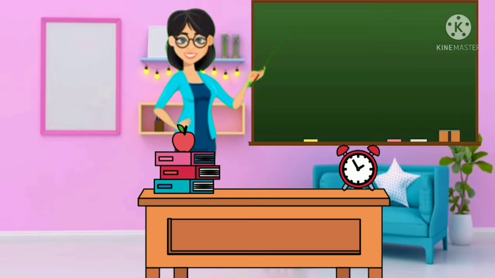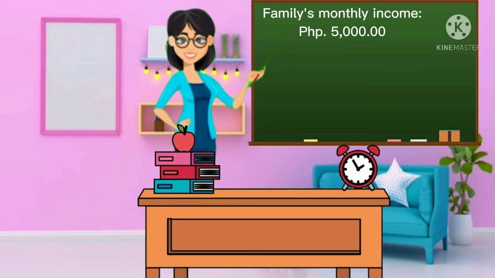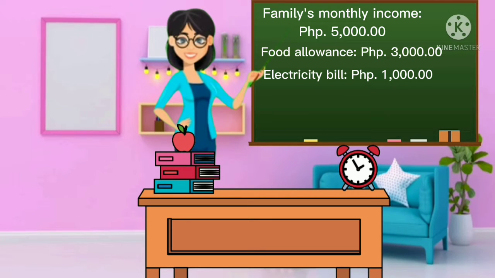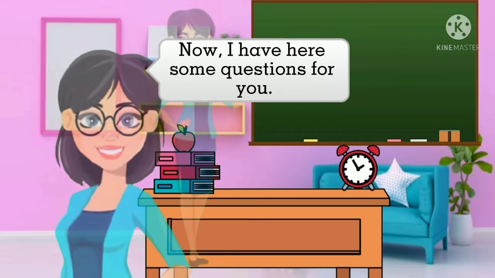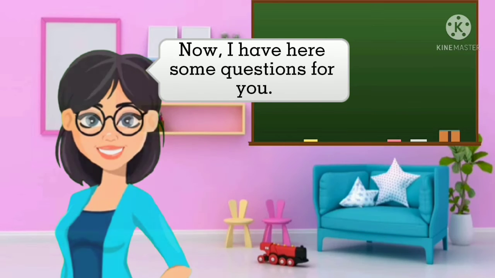Alright, let's say your family's monthly income is 5,000 pesos. The food allowance is 3,000 pesos. The electricity bill is 1,000 pesos. The water bill is 500 pesos. And the savings is 500 pesos also. Now, I have here some questions for you.